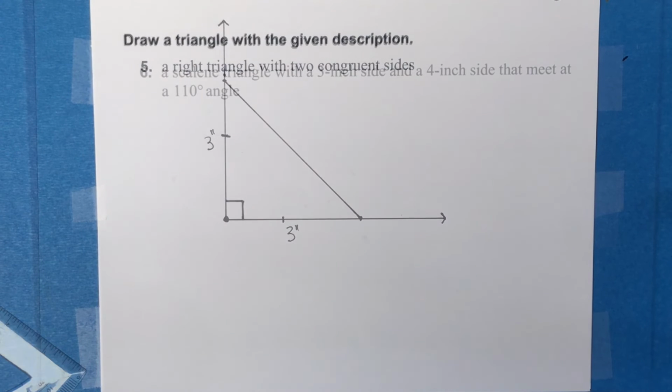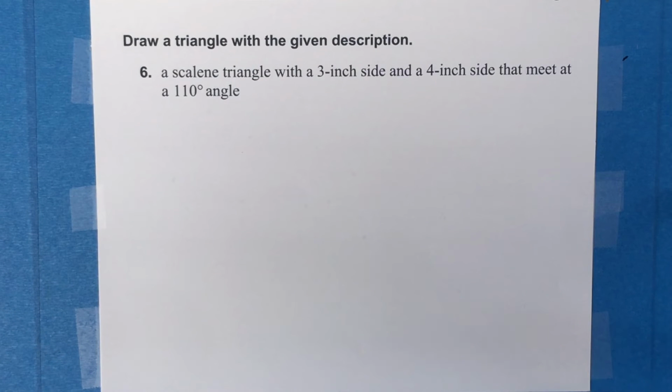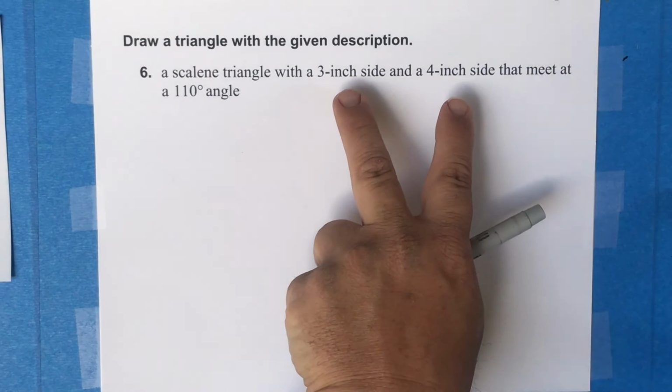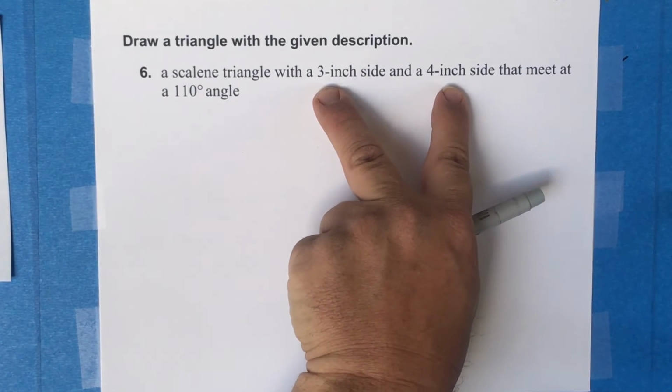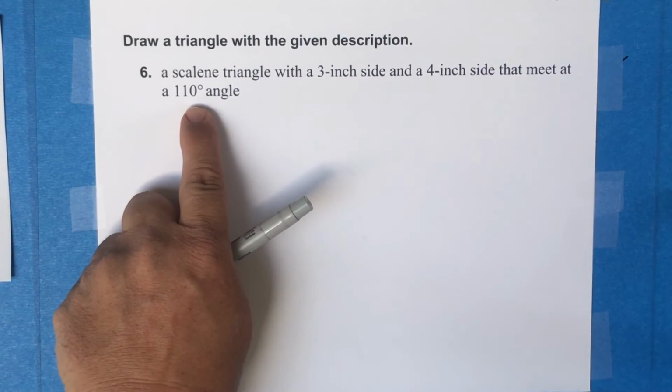isosceles triangle. All right, for our final example, we have been asked to draw a triangle with the given description. Now there's a lot in this, so let's kind of break it down as we go through it. So it's a scalene triangle with a 3-inch side and a 4-inch side that meet at a 110-degree angle. So now, not only do I have side lengths, I need to account for this angle measurement.